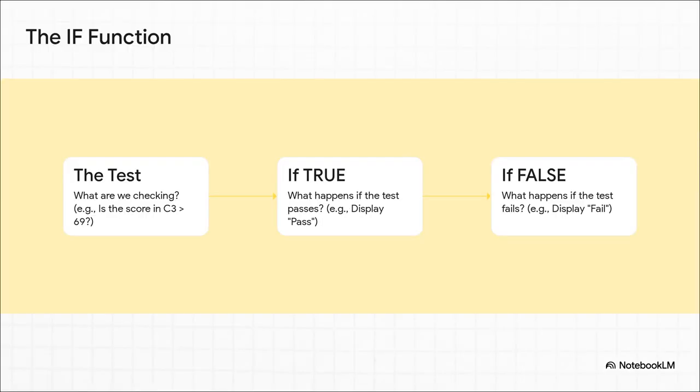So how does this little IF function actually work? Well, it's way simpler than it looks. It just asks 3 questions. First, what's the test? For example, hey Excel, is the score in this cell bigger than 69? Second, what should you do if the answer is yes? Easy, display the word pass. And third, what if the answer is no? Then just display fail. That's it. That's the whole formula. A test, a true result, and a false result.